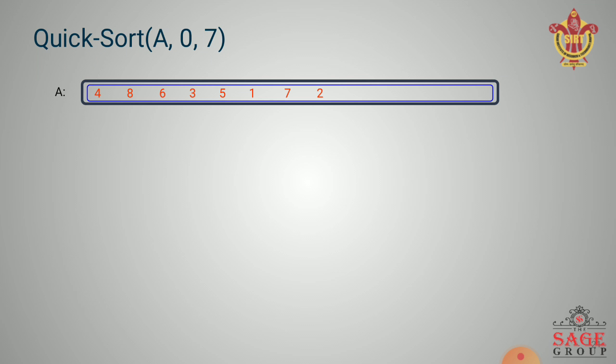Now let's take an example of how the complete quicksort algorithm works. In quicksort, we use an array A, whose left index is 0 and right index is 7, and the given elements are 4, 8, 6, 3, 5, 1, 7, 2. When we first apply partition, which we have seen previously, 4, which is the pivot element, reaches its middle position, with the left list containing lower elements and the right list containing larger elements.